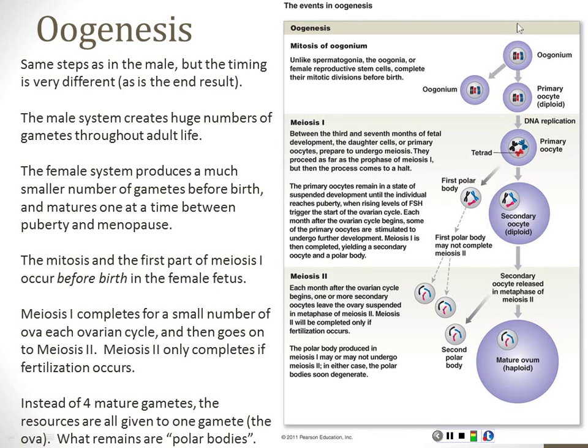So instead of getting 4 identical cells like we did in the male, we get 1 giant cell for each oogonium. So we have an oogonium, a primary oocyte, secondary oocyte, and then eventually the mature ovum that occurs with each ovarian cycle. So very different pattern than the male. The mature ovum is one of the larger cells in the body because essentially it has all of the cellular stuff of 4 cells all jammed into one.